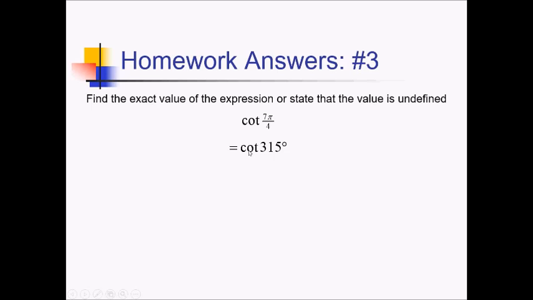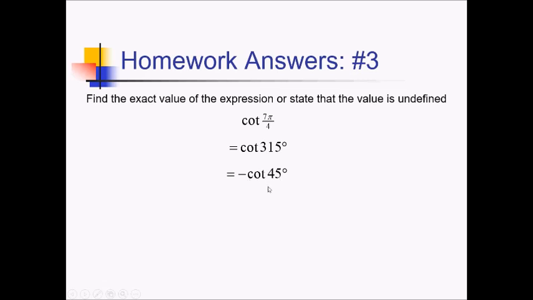Cotan behaves just like tangent in terms of the signage. So in quadrant 4, we have a negative slope, which means cotan is also going to be negative there, just like tangent. So this is going to be negative cotan of 45 degrees if I rewrite this. So I could make this negative 1 over tan of 45, and I know the tan of 45 is 1.